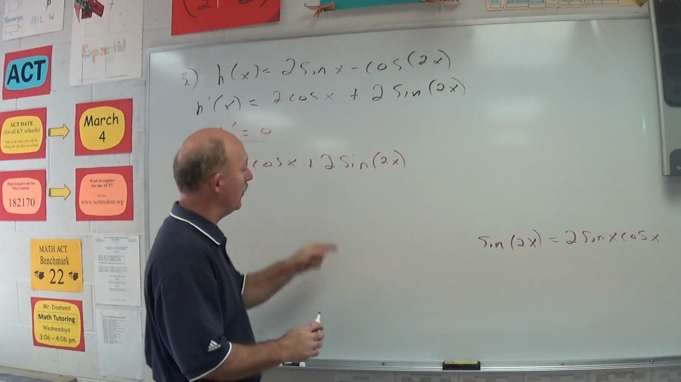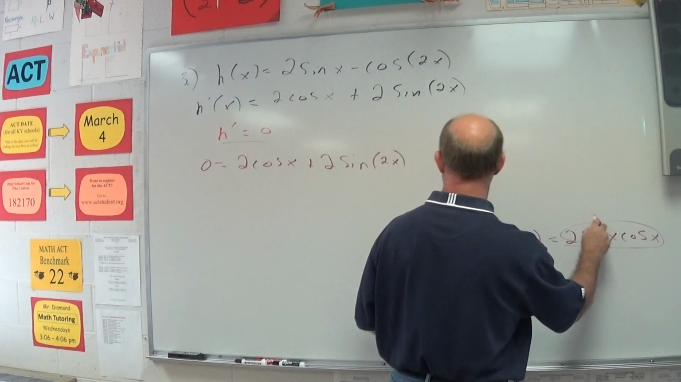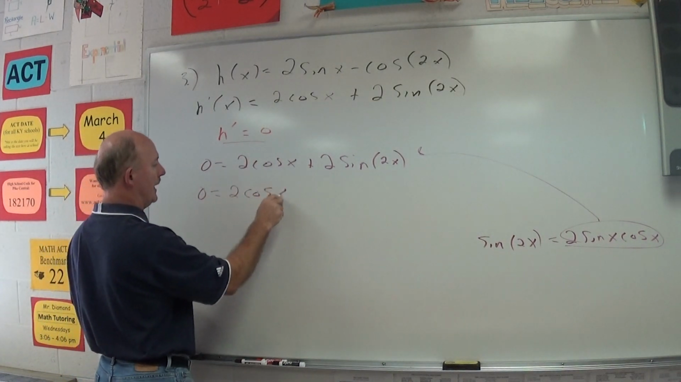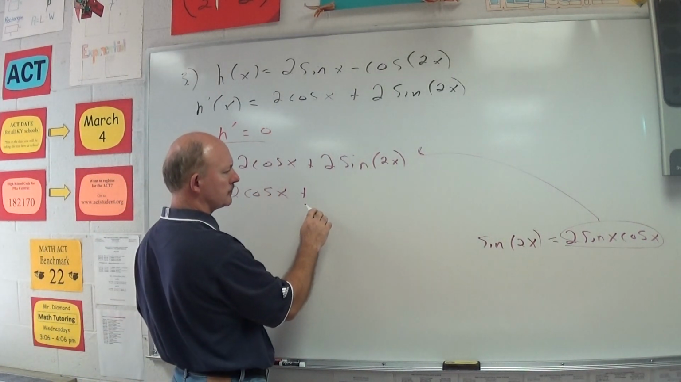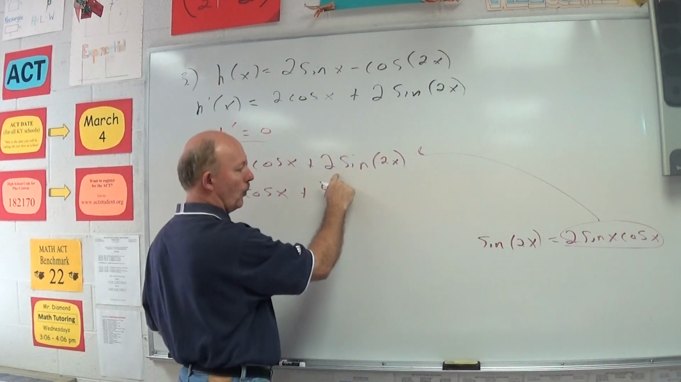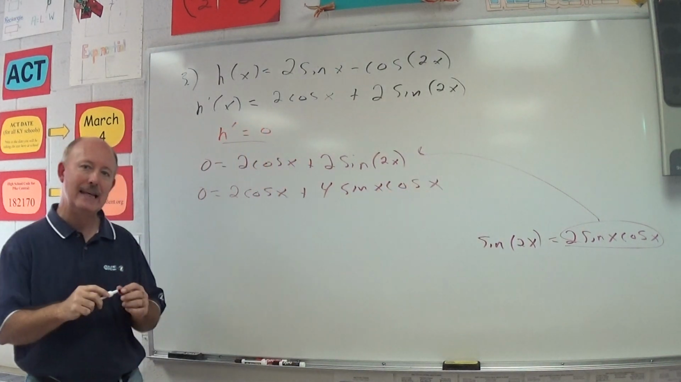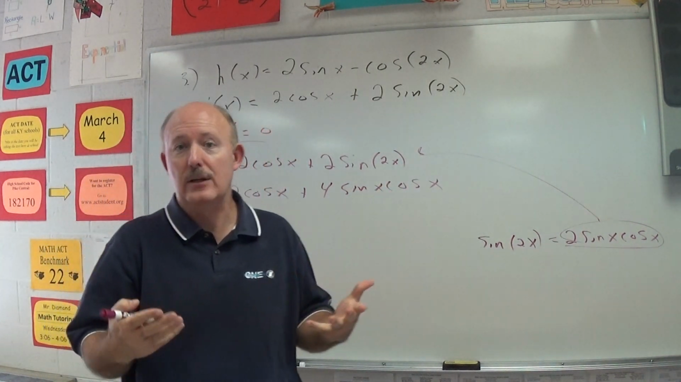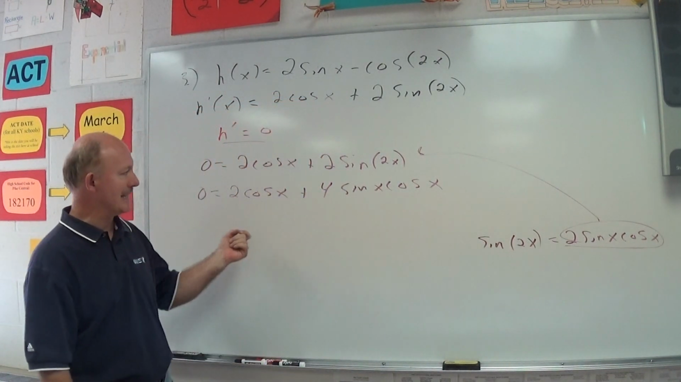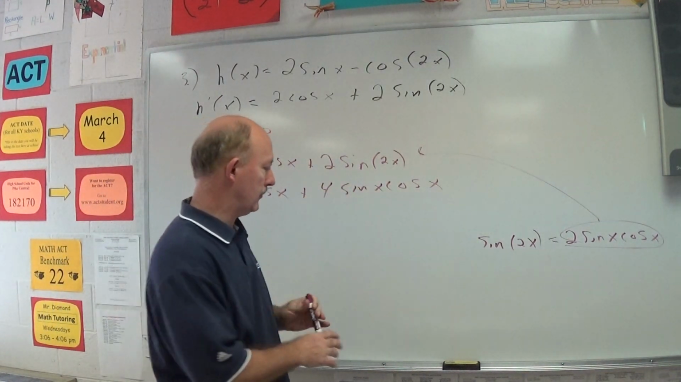Now, we already have a factor of 2 here. So I'm going to take this right here, and we're going to substitute it in over here now. All right, that gives us 0 equals 2 cosine x, plus. Now, we already have a 2 here, so 2 times 2 gives us 4 sine x cosine x. So rewriting it, this will be a lot easier, at least a lot easier for me to solve. There's probably more than one way to do this type of problem, but that's probably the easiest way to rewrite the sine 2x as 2 sine x cosine x. All right.